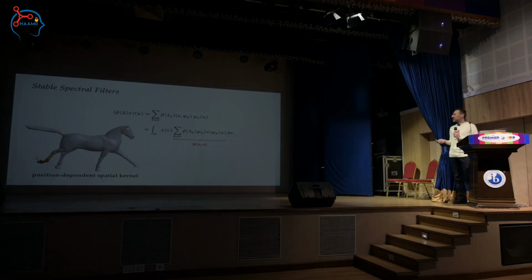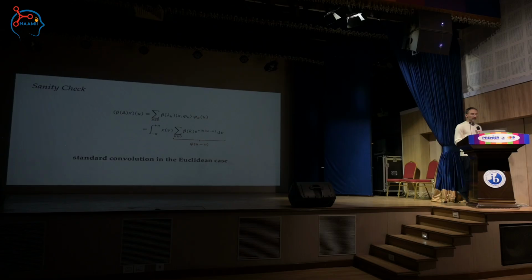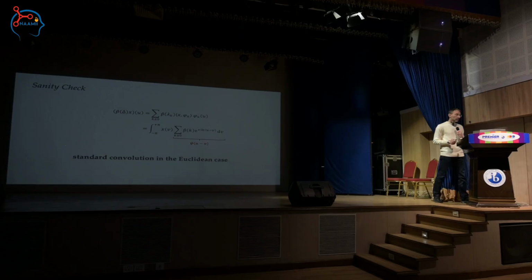Now, let's do the sanity check. If I take the standard convolution in the Euclidean case, right, the eigenfunctions phi will be just the complex exponentials, and in the case of complex exponentials, we have the associativity property. So now it becomes a function not of u and v independently, but of the difference between u and v, right? So this is again a convolution over a circulant matrix.